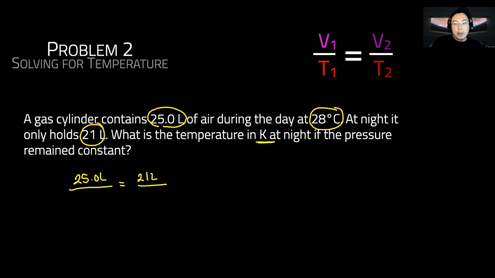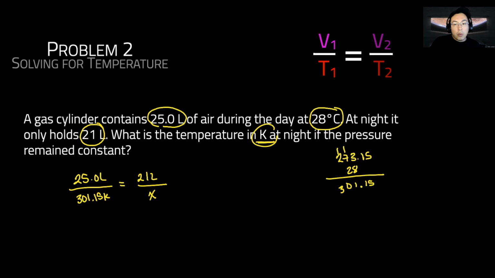It's telling you that during the day, it was 28 degrees. So that's 273.15 plus 28, and you would get 301.15 Kelvin. So the question is, what is the temperature in Kelvin at night? Just be sure to have the number in Kelvin. Now you can solve for x.